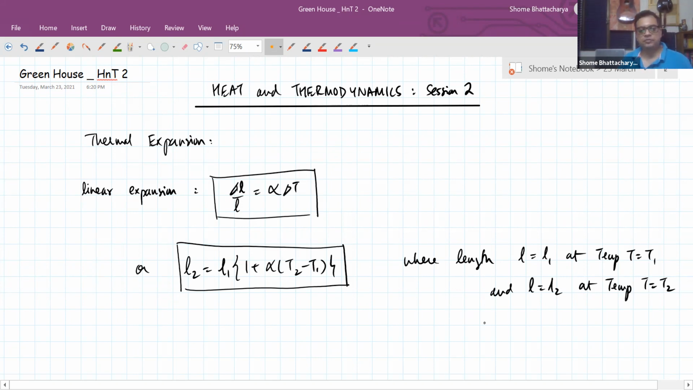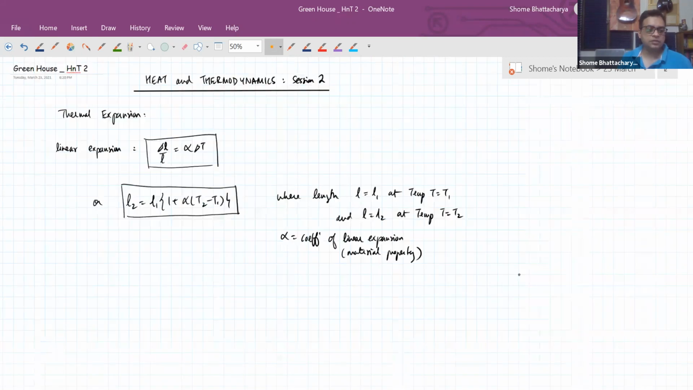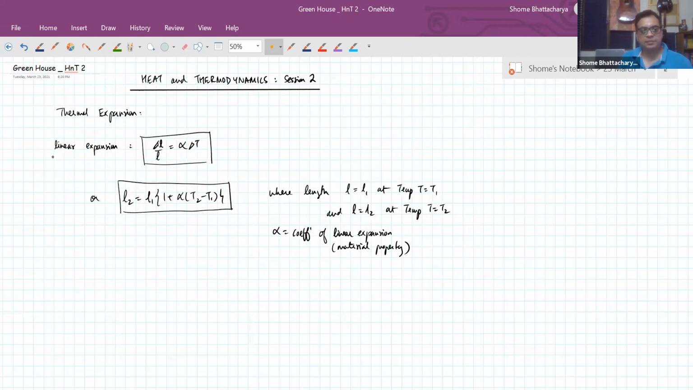Okay. And alpha is the coefficient of linear expansion, which is the material property. So this, along with an application of it, was what we discussed in the last lecture. Now today let's start with a further important application of this.